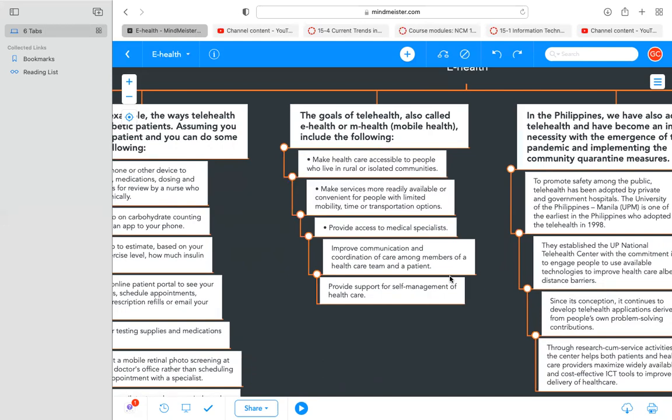Also, one of the goals of telehealth is to provide support for self-management of healthcare, because you remember that one of our focus in community health is to empower the people, so that people will learn independence, will be taking charge of their own health. So e-health seeks also to achieve that, as it aims to provide support for self-management and healthcare.